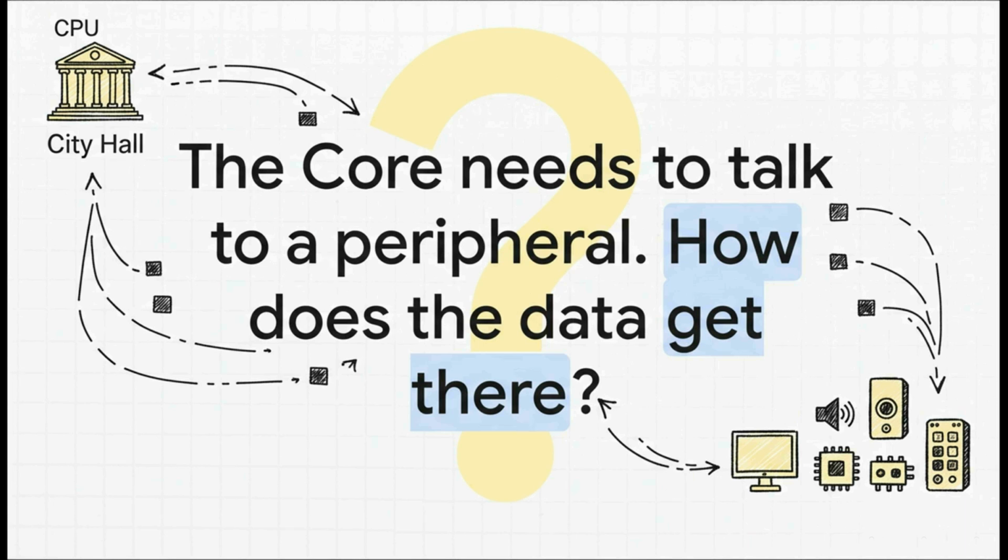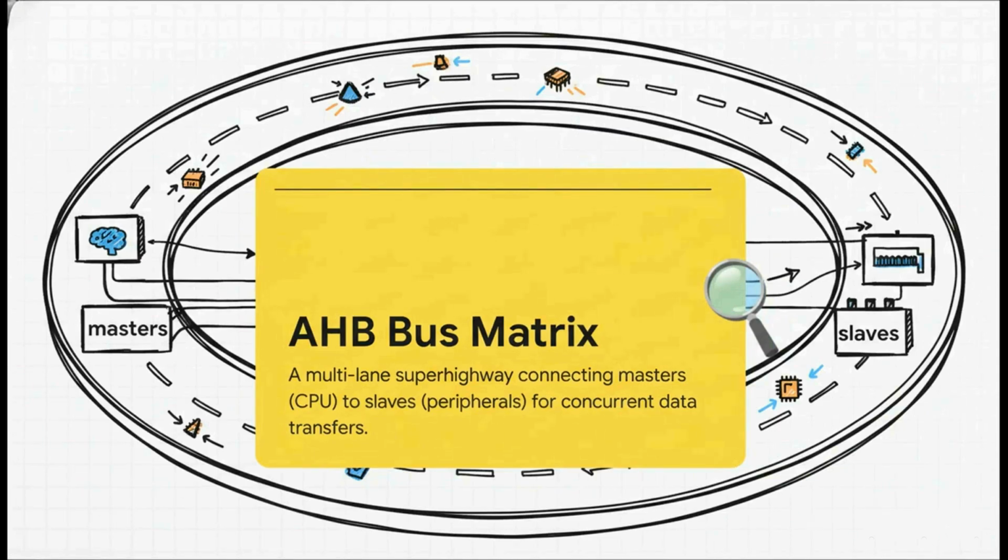How does that information actually travel from point A to point B? It travels on something called the AHB bus matrix. You can basically think of this as a multi-lane superhighway running inside the chip. It connects masters, like the CPU, to slaves, like the peripherals and memory. And because it's a matrix, a grid of connections, it can handle multiple conversations at once.